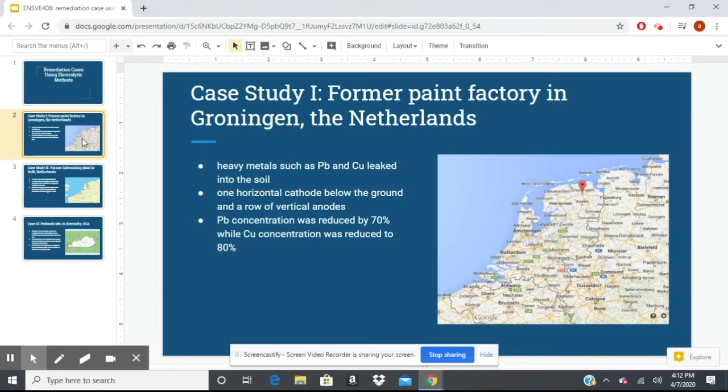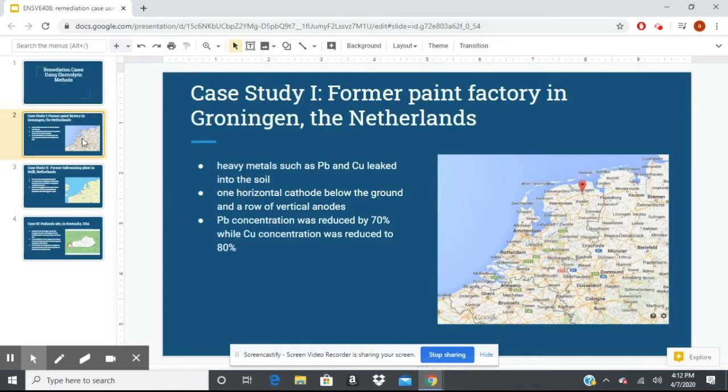In our first case study, we have a former paint factory in Groningen, the Netherlands. The soil had been polluted with heavy metals such as lead and copper. The sludge was heavily polluted with paint particles. Lead concentration ranged from low estimates of 300 milligrams per kilogram of soil to high estimates of over 5,000 milligrams per kilogram of soil, while the copper concentration ranged from 500 to 1,000 milligrams per kilogram of soil.